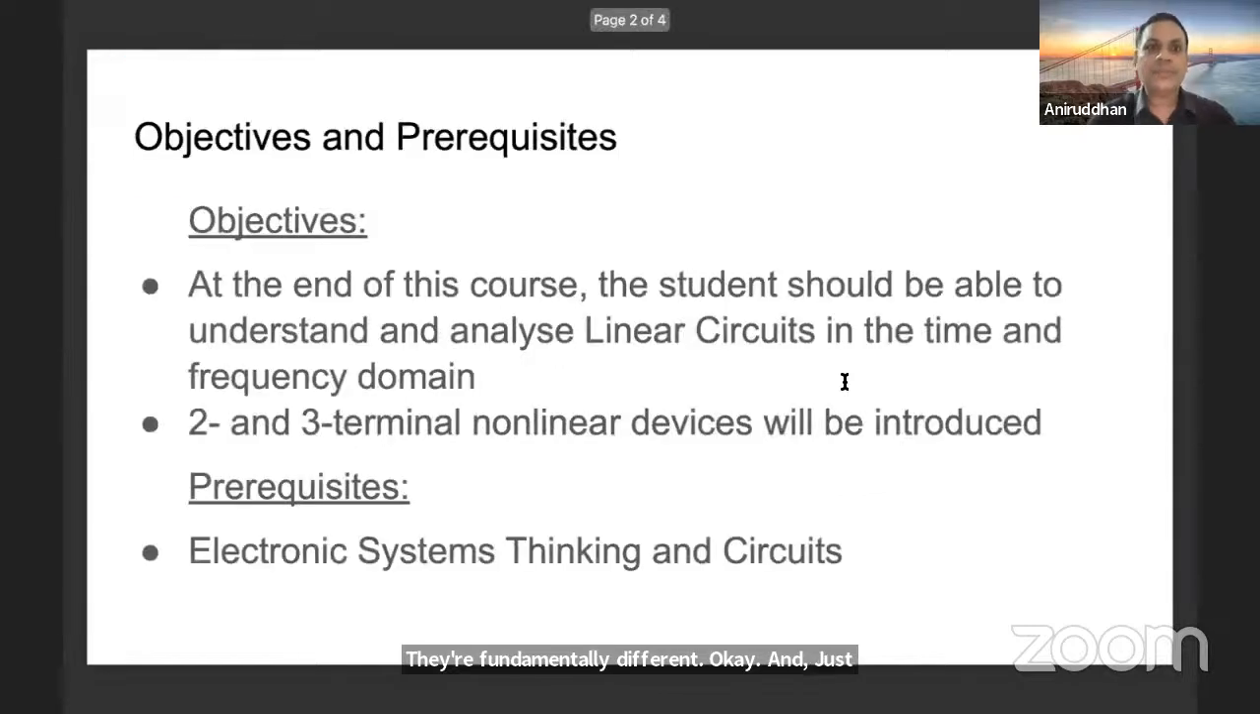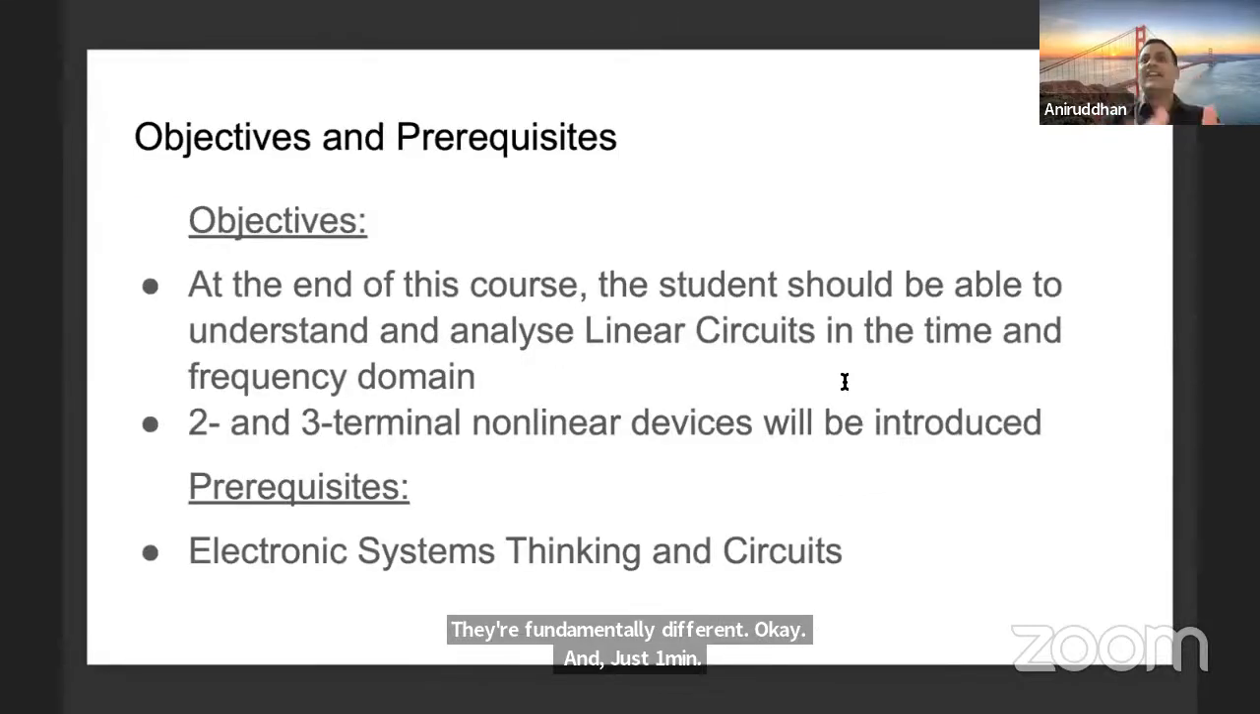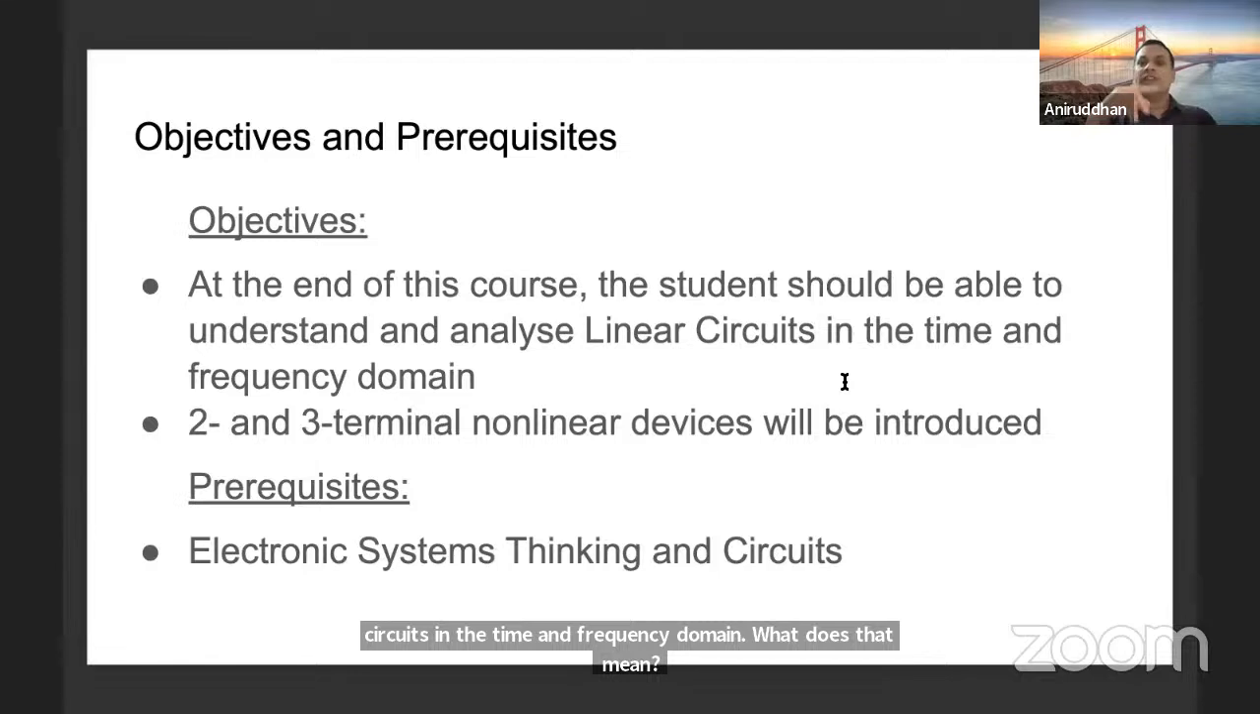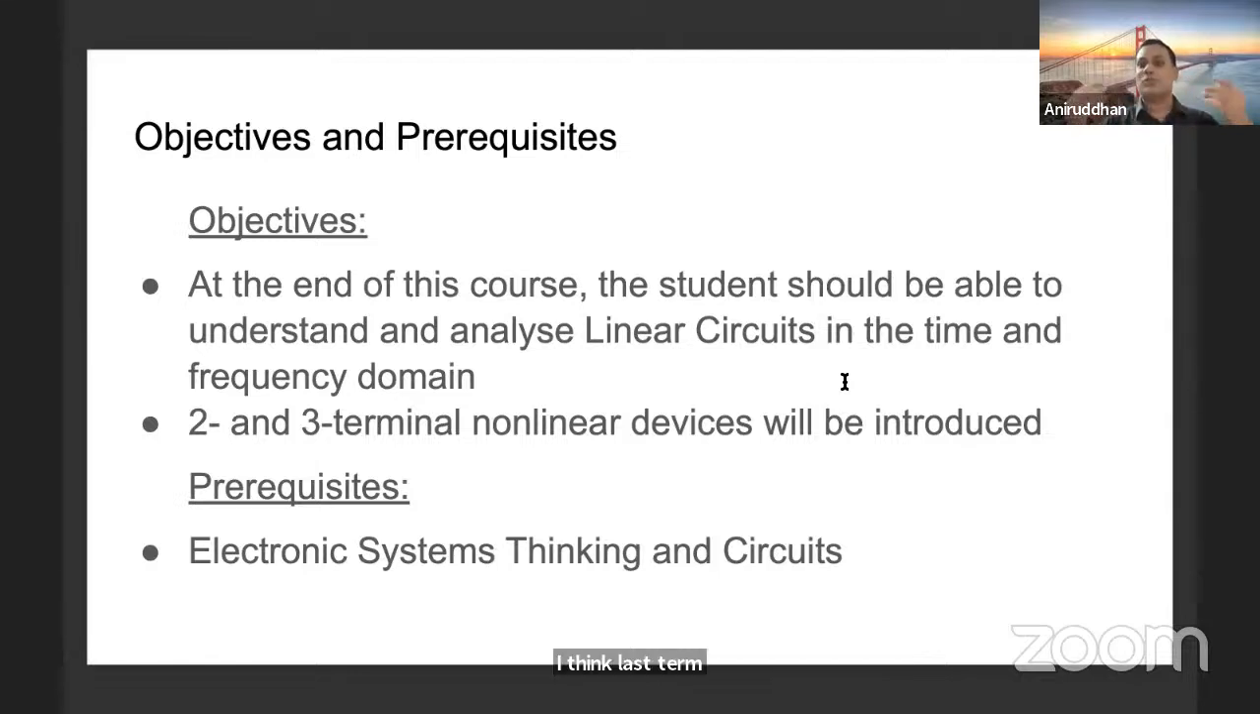So at a very high level, in 2 lines, if we were to tell you what the objectives are, what should you be able to do at the end of this course? You should be able to analyze linear circuits in the time and frequency domain. What does that mean? I think last term, you studied what linear circuits are. For any circuit for which superposition is valid is a linear circuit, right? And you learned how to analyze them in the time domain, which is basically we studied simple RC circuits, charging, discharging, things like that. And we also studied what happens if you apply AC, right, in the time domain and a little bit in the frequency domain.